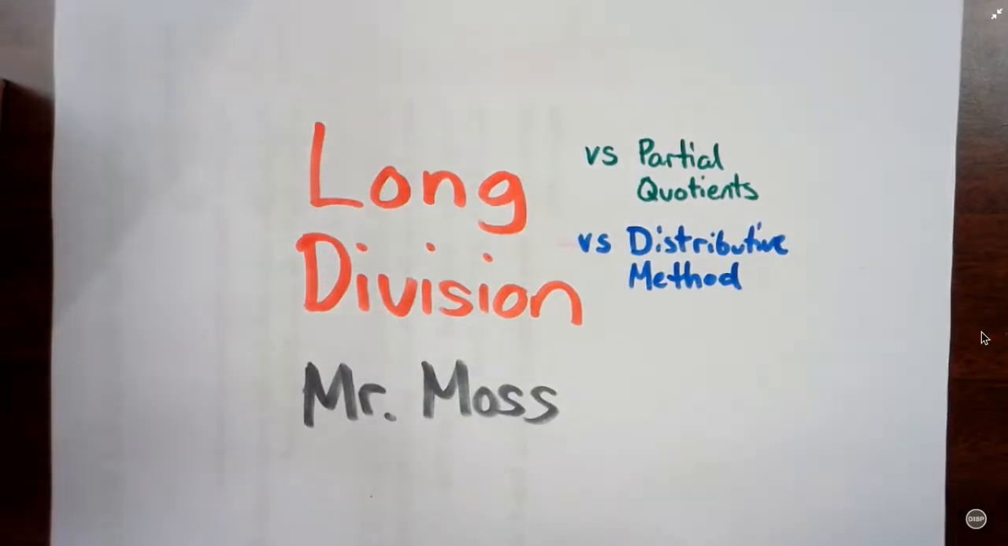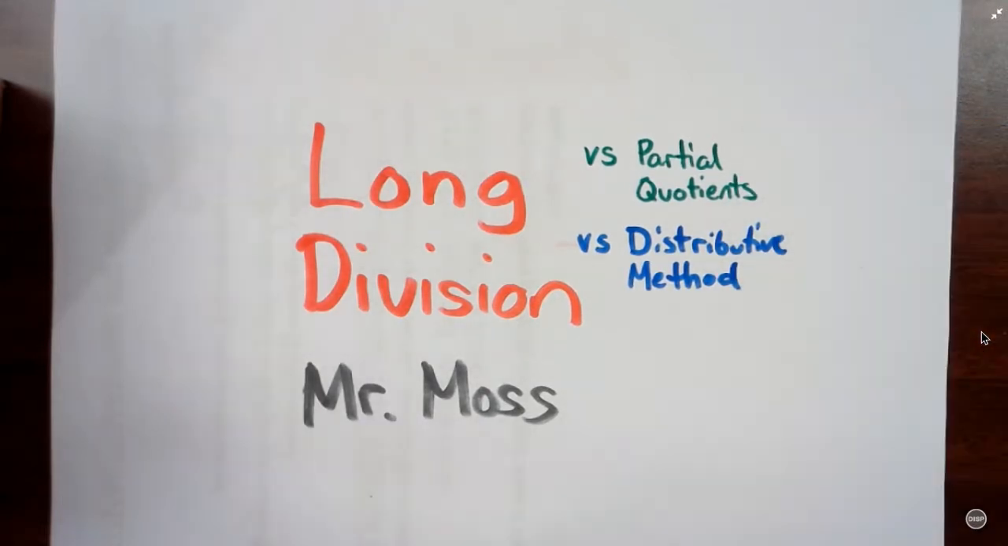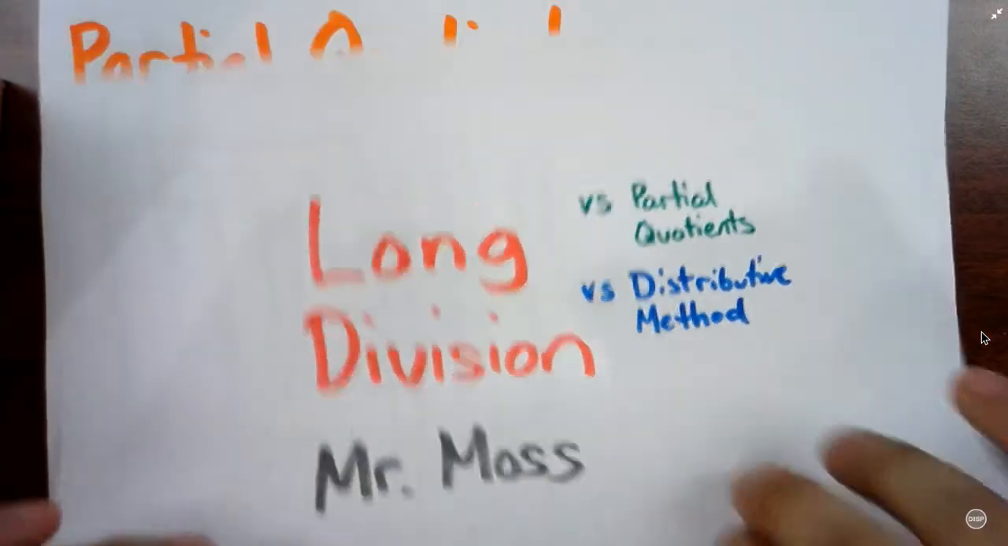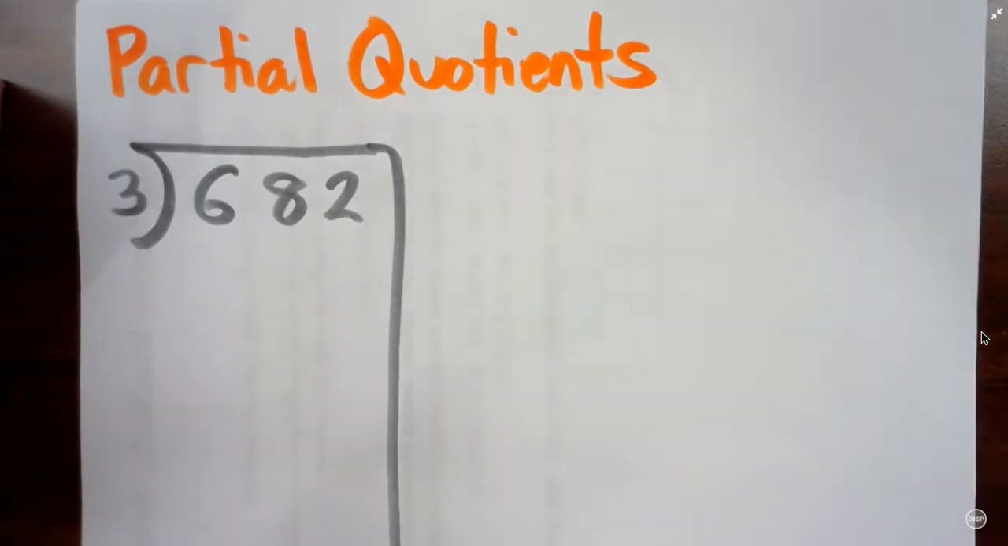Hi, this is Mr. Moss, and in this video we're going to take a look at the steps involved in long division. We're going to be comparing this strategy to some other strategies that we've been working on, the partial quotients division and the distributive property for division. And so I want to start off looking at both of those two earlier strategies to see how they're different from long division, because each strategy offers different advantages to students depending on their style of thinking about numbers.